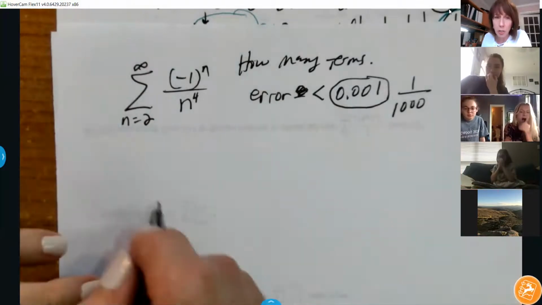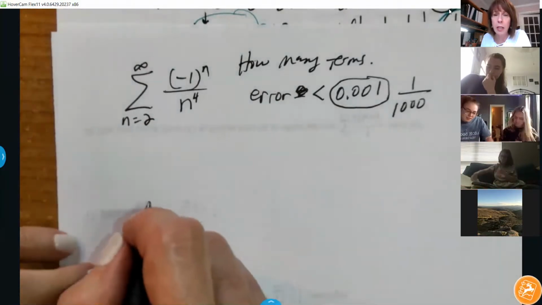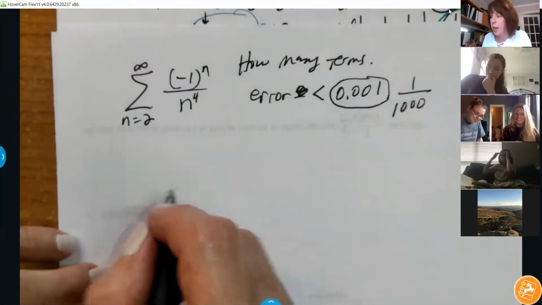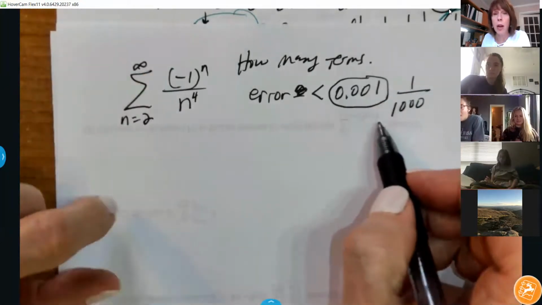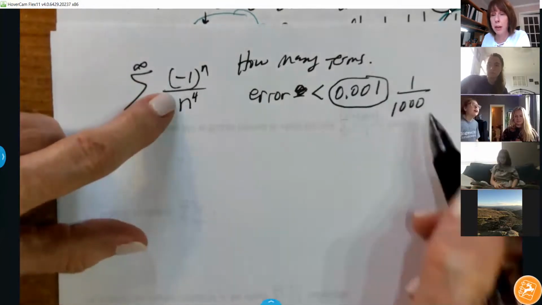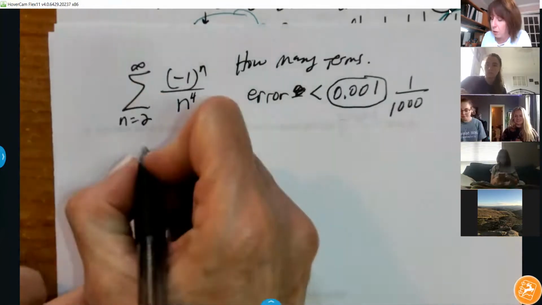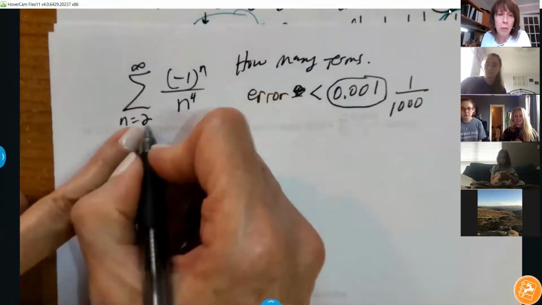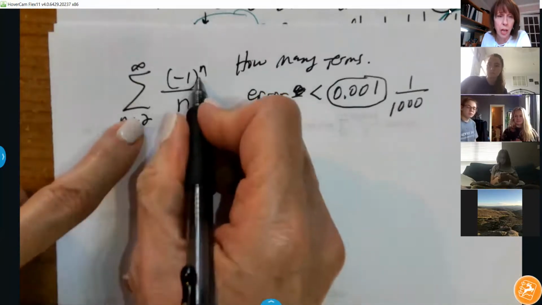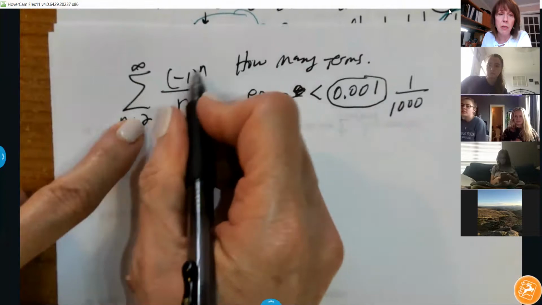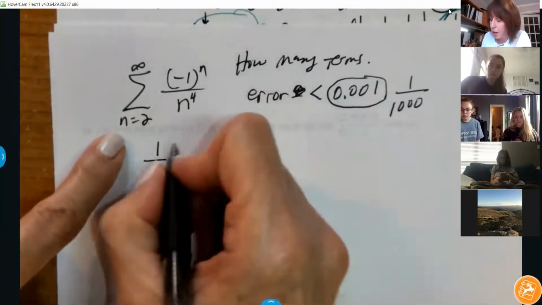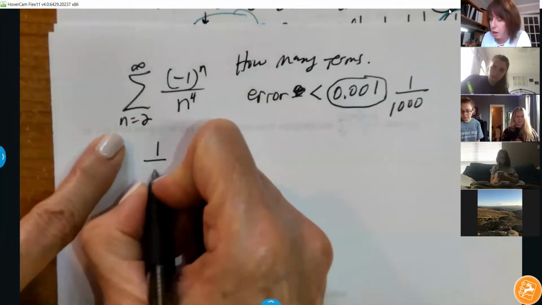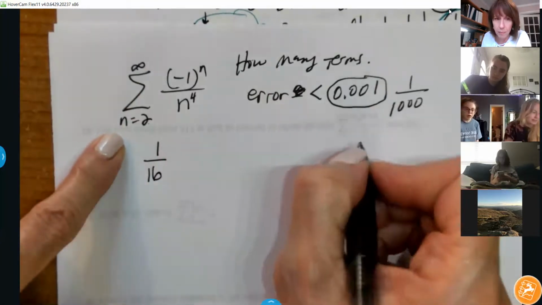So I'm going to start writing terms until I get to a term that is less than 1/1000. So I want the denominator to be bigger than 1000. When I start, I'm going to start positive because I'm putting 2 in for n. 2 is even, so -1 to an even number will be positive. So I'm starting positive, and I'll have 2 to the 4th. 2 to the 4th is 16.